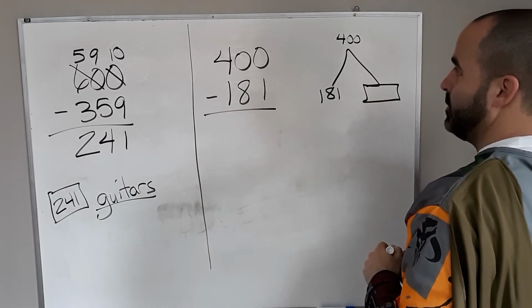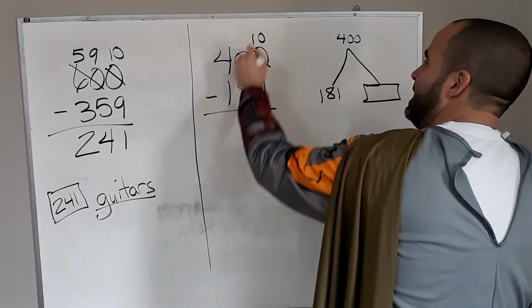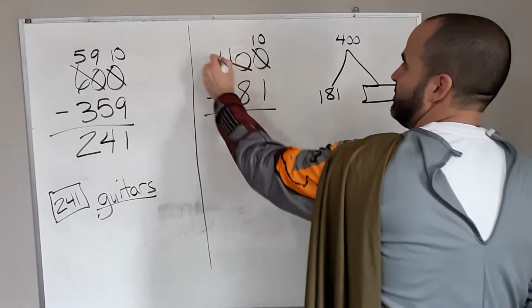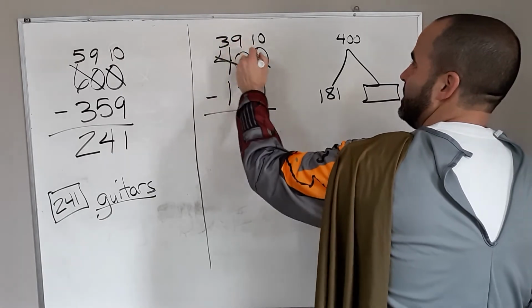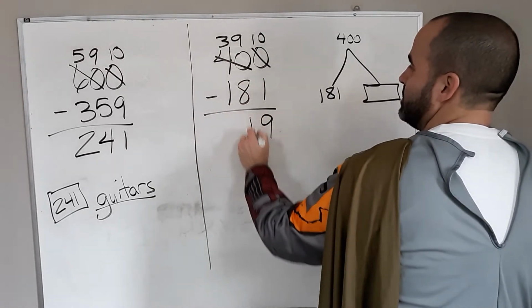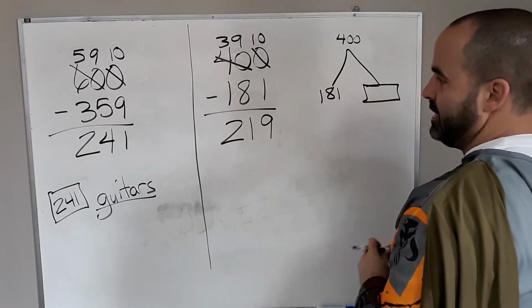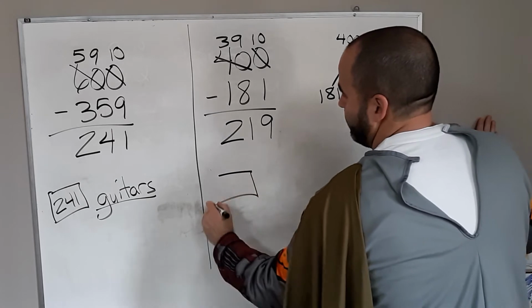Okay, 0 minus 1, they're close, but we still have to borrow because 0 is less than 1. That becomes 10. Can't borrow from the 0, so I have to borrow from 40. That becomes 39. 10 minus 1 equals 9. 9 minus 8 equals 1. 3 minus 1 equals 2, and my answer is 219. Okay, and what is that?